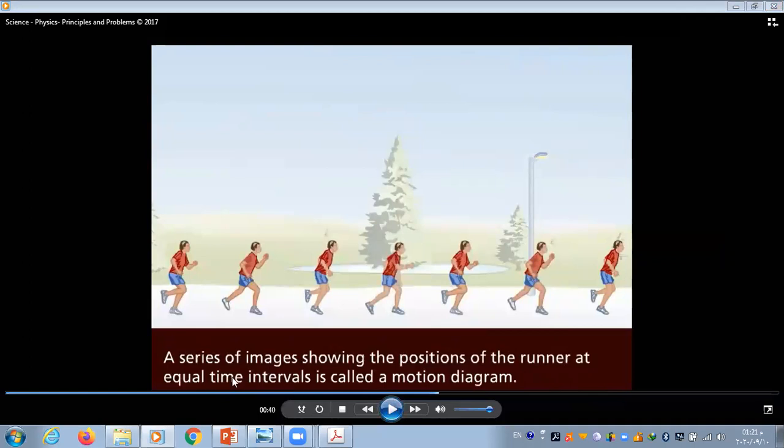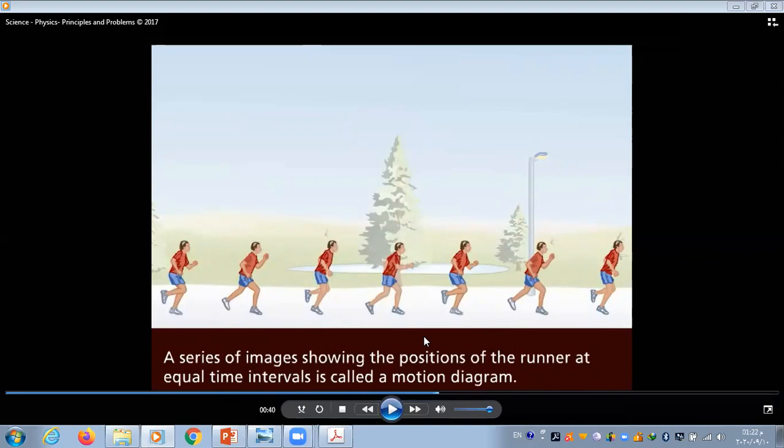Yes, so here you can see a series of images showing the positions of the runner, or of the moving object, at equal time intervals is called a motion diagram. It's called what? A motion diagram. So this is the meaning of motion diagram. We use a series of images to show the different positions of the moving object at equal time intervals.